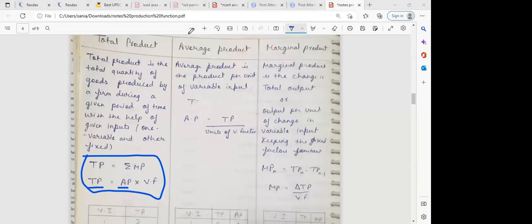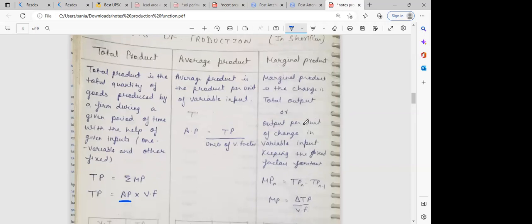So, ma'am, there are two formulas. See, the formula is the same, but this formula you have to remember. For example, if you have to find AP, this VF will go down, and you can find AP. Yes or no? Yes. So it's the same formula, but it's easy if you learn this. But in case you are not remembering this, then one formula is enough for you. Okay. Now coming to marginal product, you have two definitions.